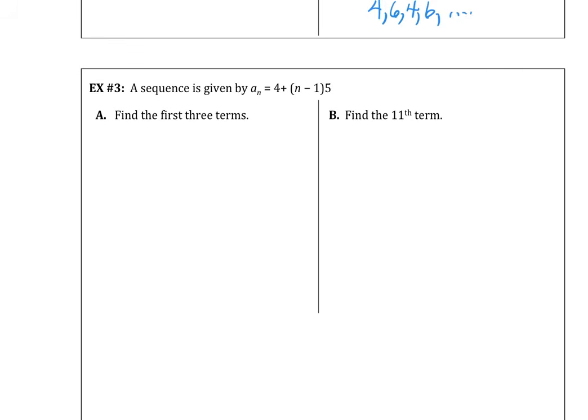For example 3, let's say the sequence is given by this explicit formula. A sub n is 4 plus the quantity n minus 1 times 5. You want to find the first 3 terms and then find the 11th term. Can you do that on your own?